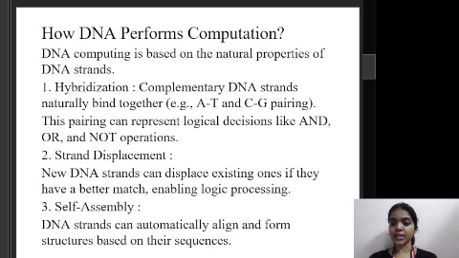Second one is strand displacement. New DNA strands can displace existing ones if they have a better match, enabling logical processing. Third one is self-assembly. DNA strands can automatically align and form structures based on their sequence.